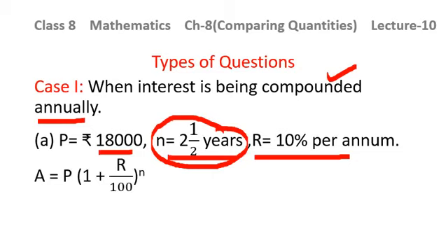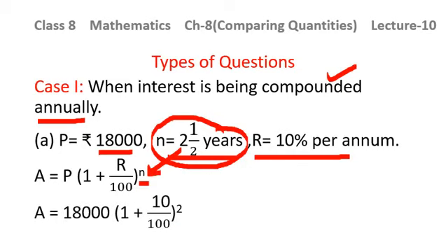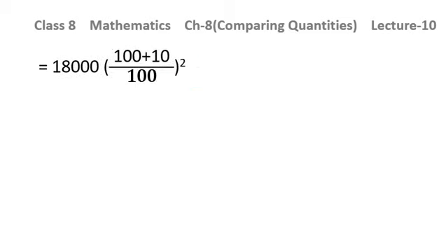So amount, we know the amount formula is P bracket 1 plus R over 100 raised to the power N. First of all, you need to take this N as 2 years here. And then this amount will be the principal for the next half year. So putting the values, amount is equal to 18,000 bracket 1 plus 10 over 100 raised to the power 2. So here amount will be 18,000 into 100 plus 10 over 100 raised to the power 2.